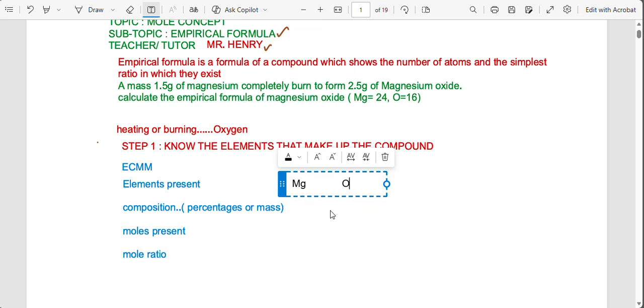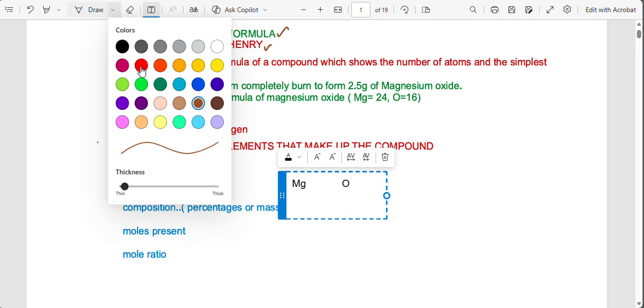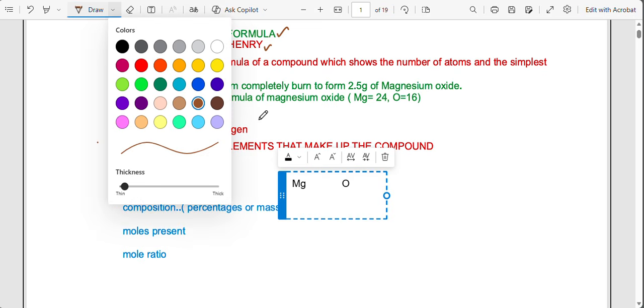From magnesium, we have seen that we have also another element, which is oxygen, and oxygen is symbolized by capital O. Hope we are together, scholars. From there, we are going to go to the composition.